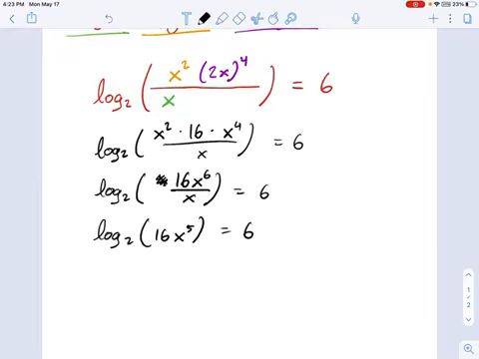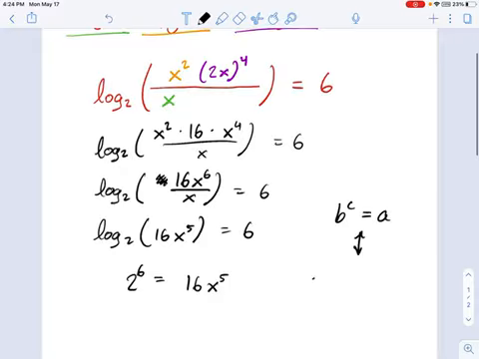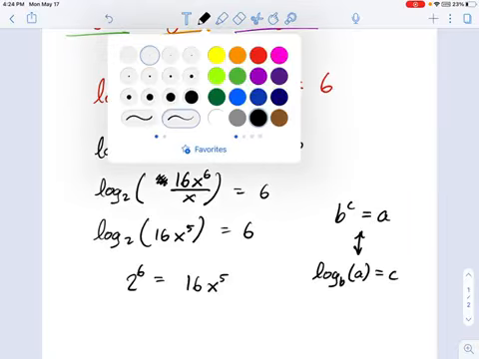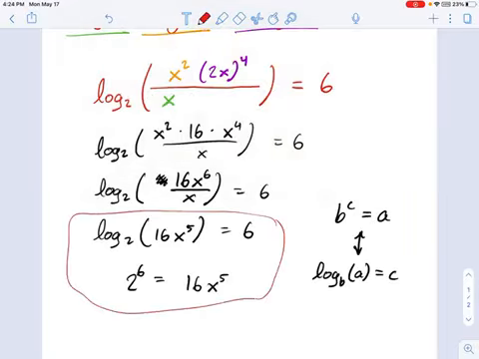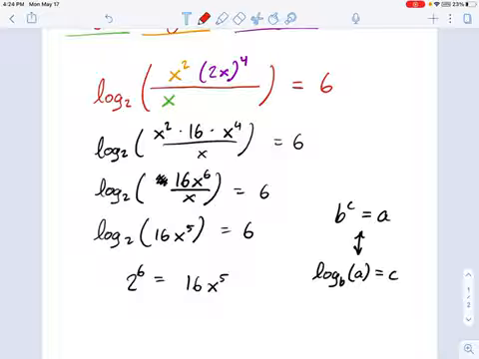At this point, let's turn this into an exponential equation. I'm going to convert this to 2 to the 6th power equals 16x to the 5th. And remember, if you're unfamiliar with where this is coming from, anytime you have something written this way, b to the c power equals a, that goes back and forth with this statement: logarithm base b of a equals c. And if you look between these two parts and you try to match up what's the base, what's the argument, what's the exponent, you can see everything's going to line up.